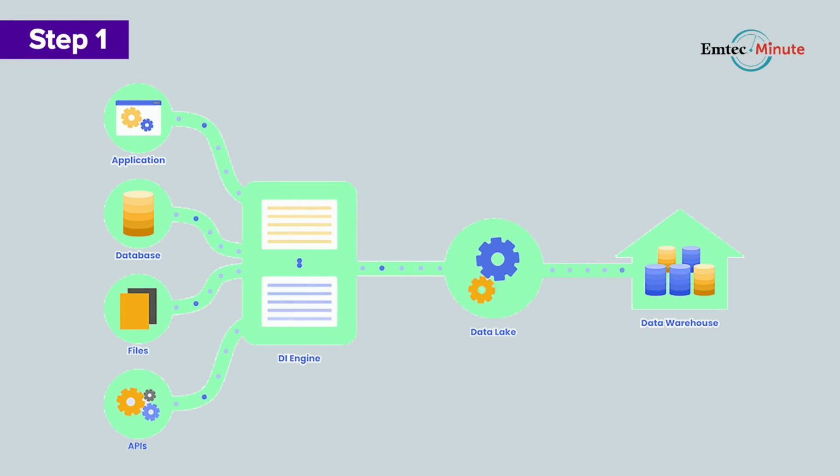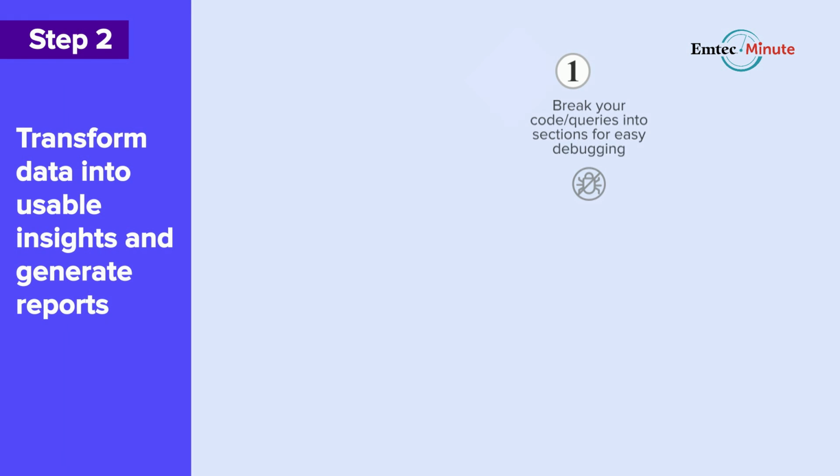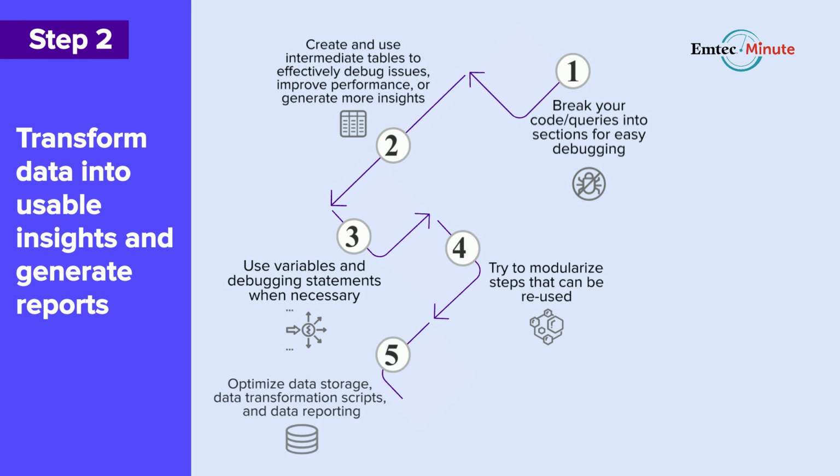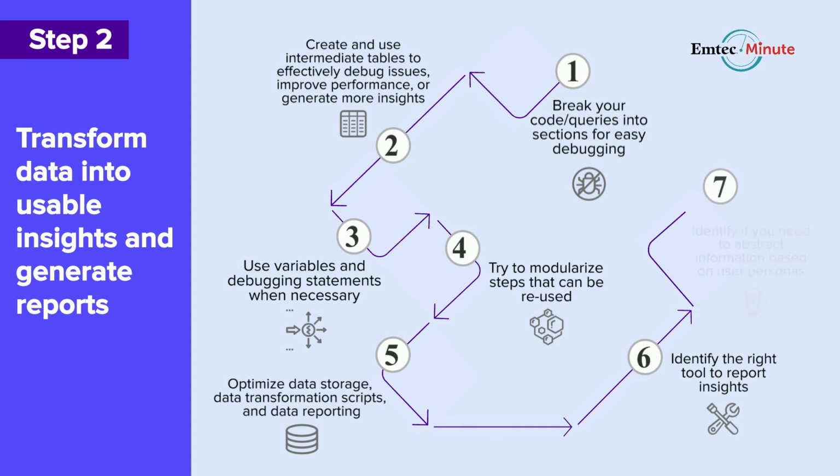The first step of a DataOps implementation is to ingest data from your multiple source systems into a single data store and then standardize the data format. In step 2, you create scripts that transform the ingested data into usable insights against KPIs and then generate reports to better visualize these insights.